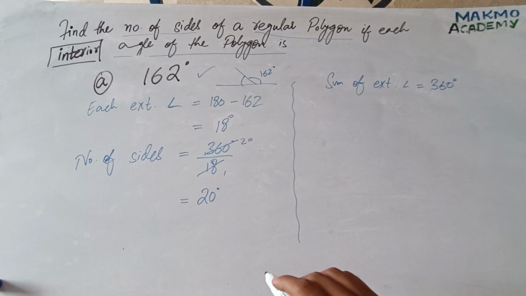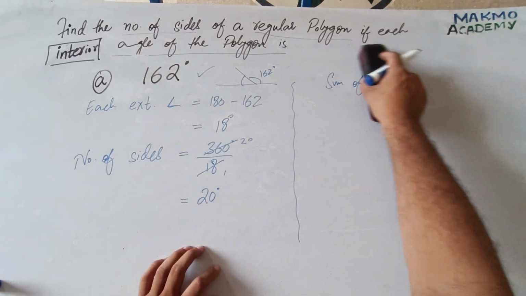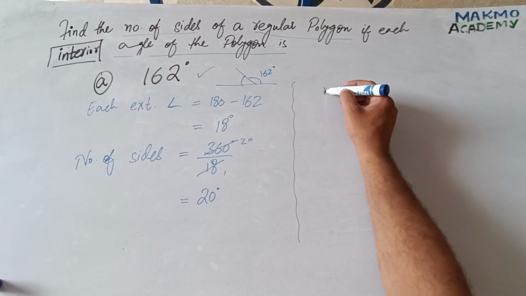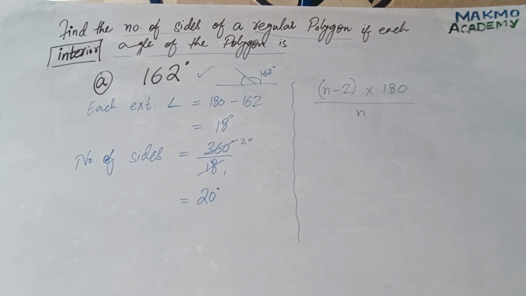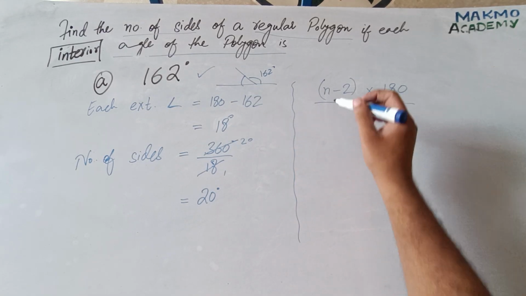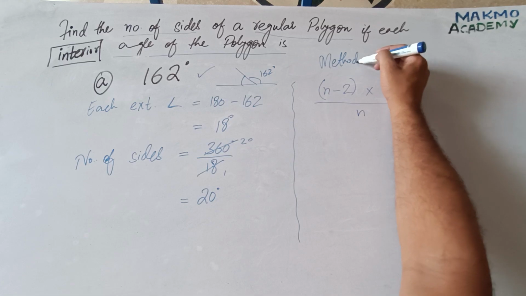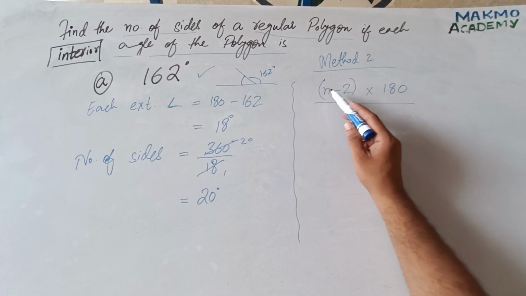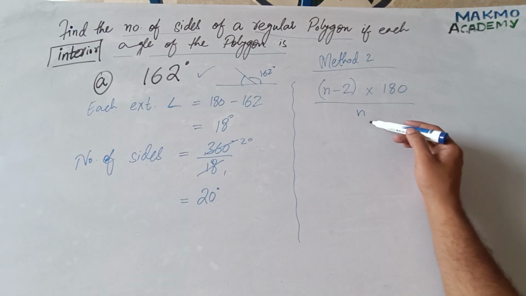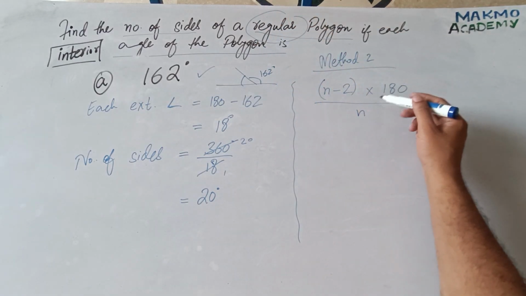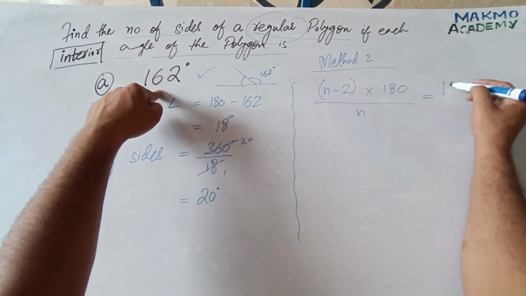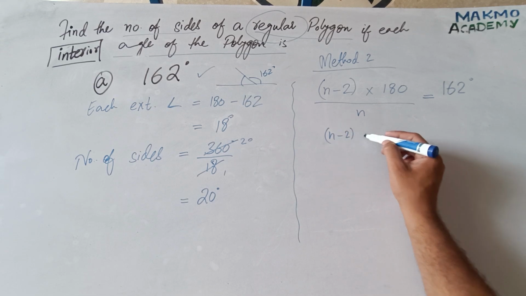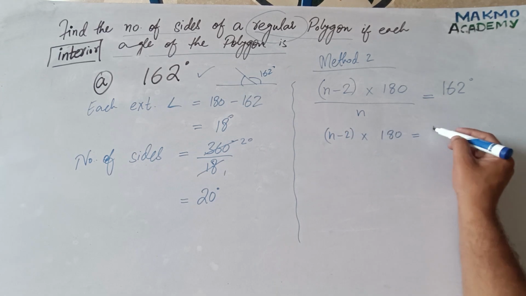So there is another way to find out. Because it's a regular polygon, we use n minus 2. This is the formula for another way, method 2. You can find out directly because the interior angle is given: n minus 2 multiplied by 180 divided by n. Because it's a regular polygon, we can divide by n, which is equal to each interior angle, which is given as 162. Then n minus 2 will remain as it is, multiplied by 180 is equal to 162n.